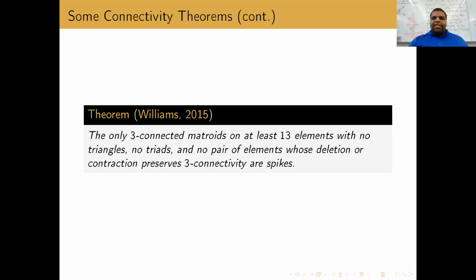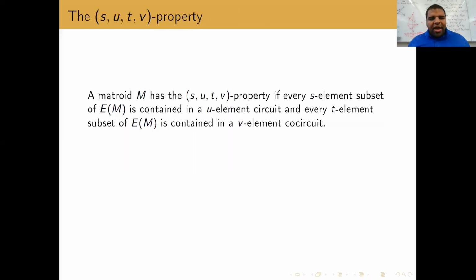But wheels and whirls and spikes are examples of matroids that have a specific kind of property, which Nick and I for this paper have called the SUTV property. So a matroid that has the SUTV property is one in which every S-element subset of the ground set is contained in a U-element circuit. So first letters here go for circuits, and every T-element subset is contained in a V-element co-circuit. So that's this SUTV property.